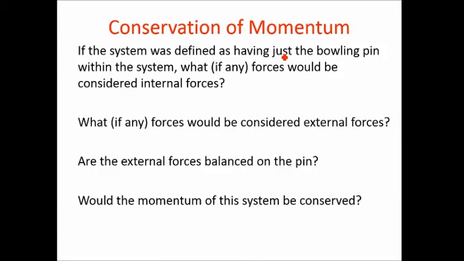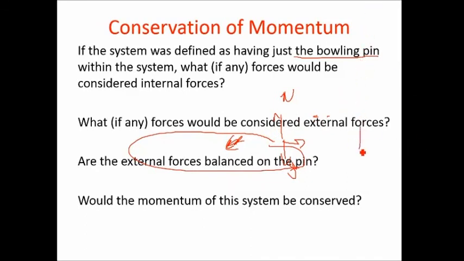So if we just look at the bowling pin, forces that are internal would be nothing. There are no internal forces, whatever is holding it together. If we are looking at external forces, all three forces on the pin now, there's the force from the ball, the gravity, and the normal force. Those are all external forces. Are they balanced? Well, two of them are. Gravity and the normal force are balanced. Now, if you have outside forces that are perfectly balanced, you can get rid of them, because the net outside force then is 0.